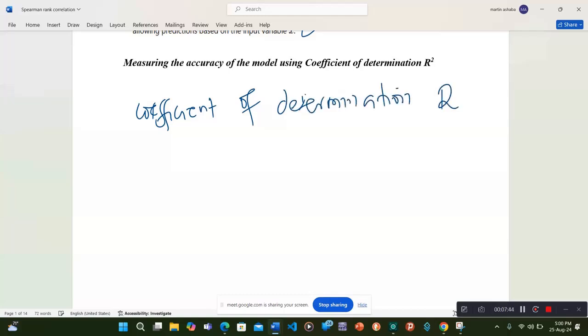Excuse me, sir. So we are saying the coefficient of determination helps us Excuse me.